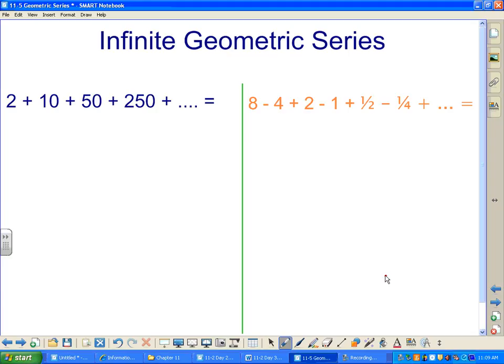First of all, what's the R value over here? R is equal to 5, right? And this just keeps getting larger and larger and larger. So the sum goes up to infinity, and what we say is that it diverges. It approaches infinity. A lot of times you'll see it written as there is no sum because it keeps getting larger and larger.